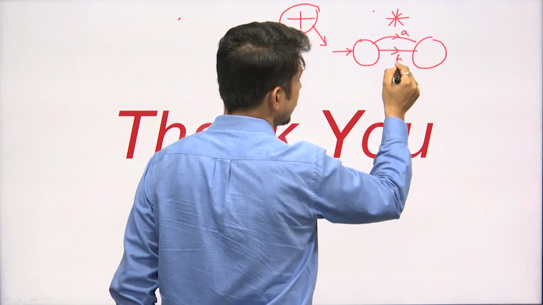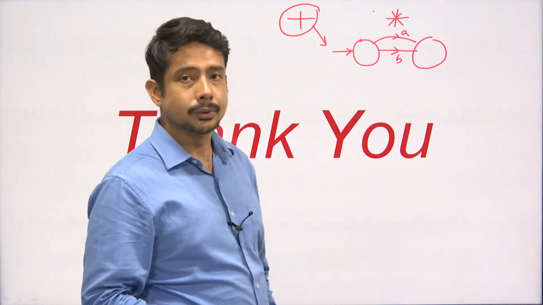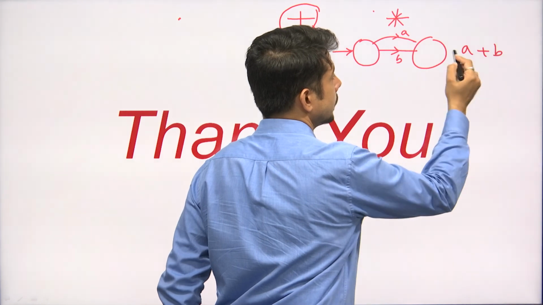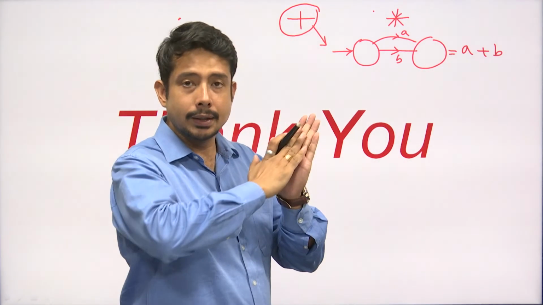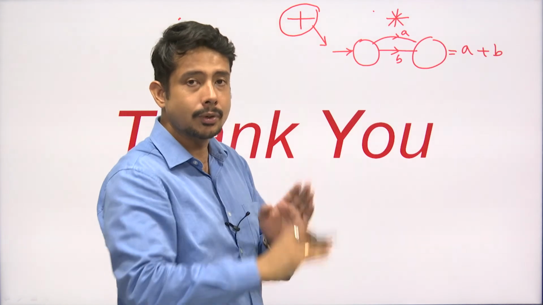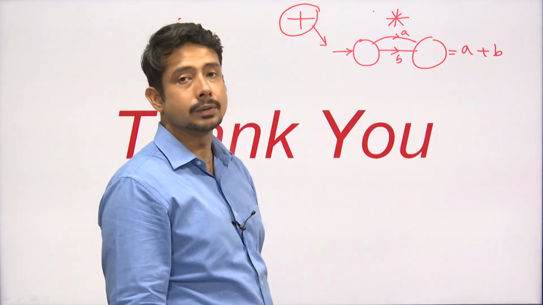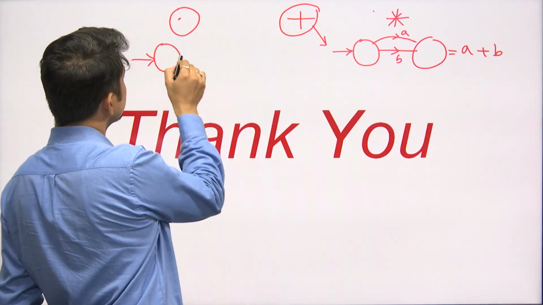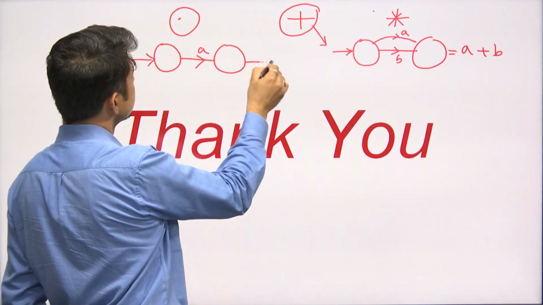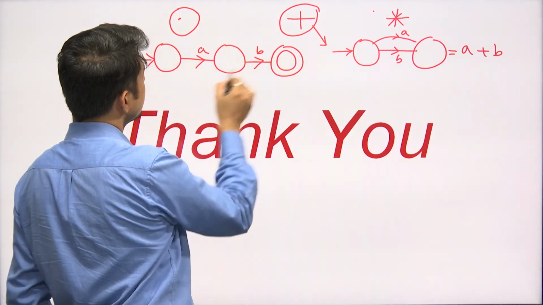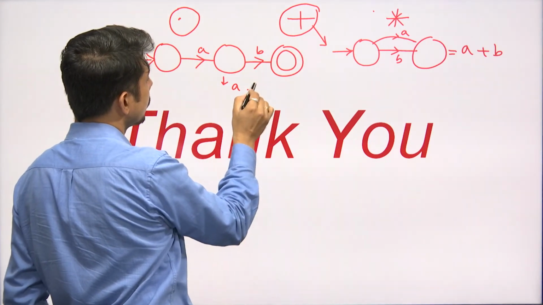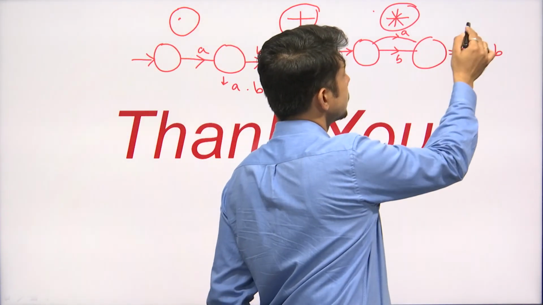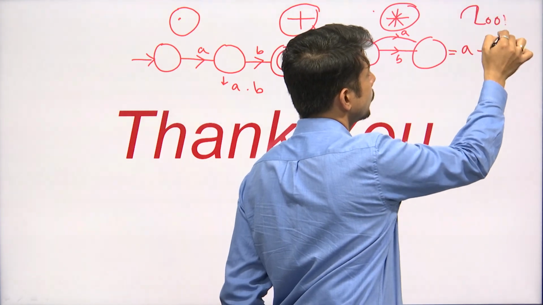Suppose a and b are there and I am trying to do the union process in terms of finite automata, we do like this. a plus b is represented like this. If they are moving in the same direction, having the same transition, then plus is represented in this form. If we try to represent this particular form, then we write like this. And this is nothing but what? a dot b, correct.